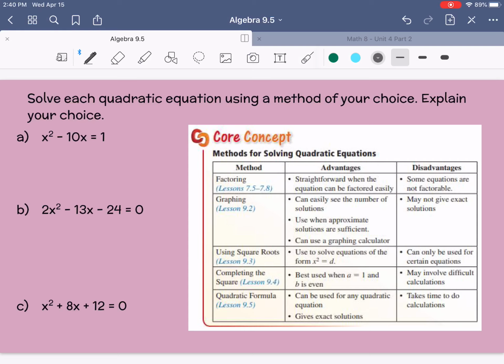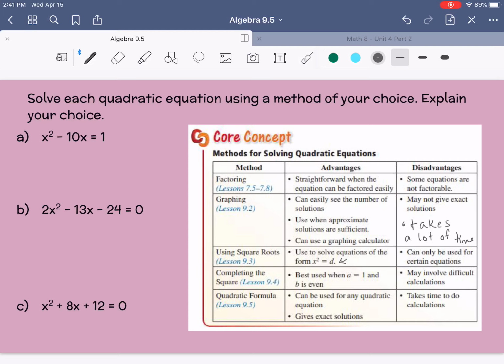Then we have graphing. You can easily see the number of solutions if you've got it on a graph. You can use it when approximate solutions are sufficient, and you can use a graphing calculator. However, graphing may not give an exact solution and takes a lot of time, especially if you have to make your own graph. Using square roots from lesson 9.3, if your equation is given to you in this form, yeah, but it can only be used when you've got this form.